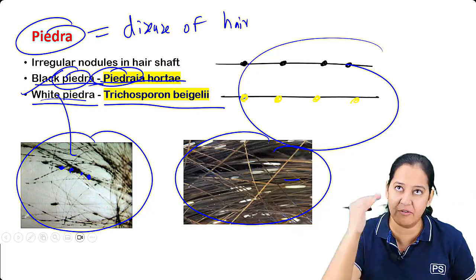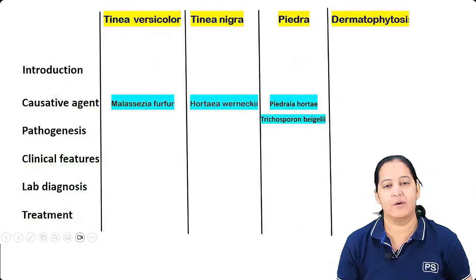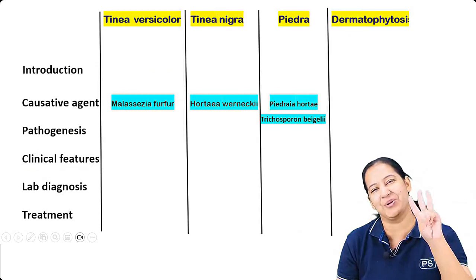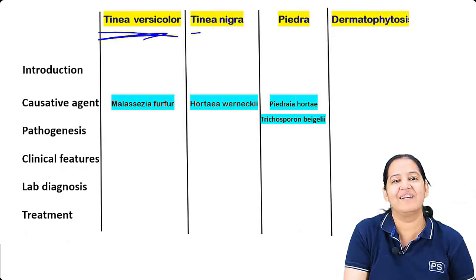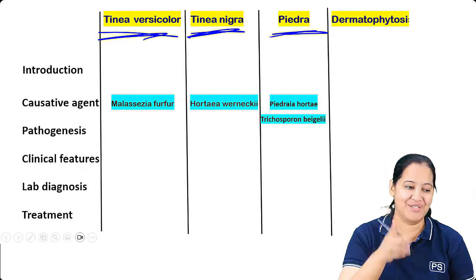Remember that in the four options, you can pick up. That is the thing. Okay. So what I taught you till now, I taught you three fungus. Tinea versicolor, Tinea nigra, Piedra. You have your charts with you and you are marking in that.